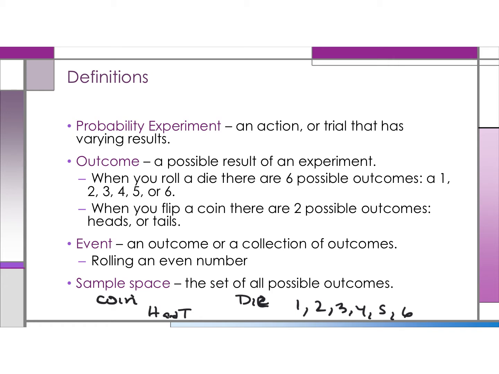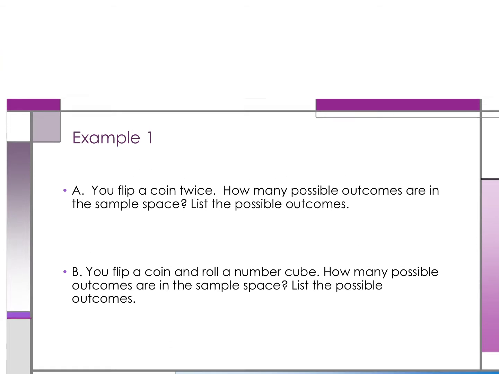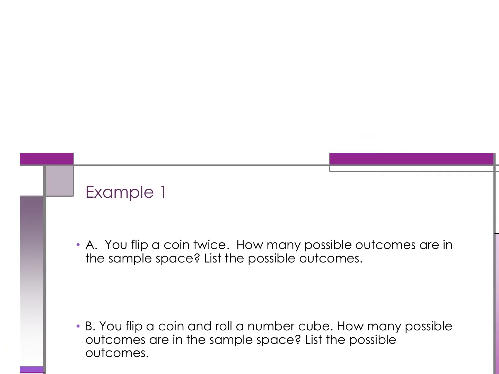Let's try some examples. So you're going to flip a coin twice. It wants us to figure out how many possible outcomes are in the sample space, and it also wants us to list the possible outcomes. Now, probably in middle school, they made you do tree diagrams. If you did a tree diagram in middle school, a tree diagram for example 1 would look something like this.